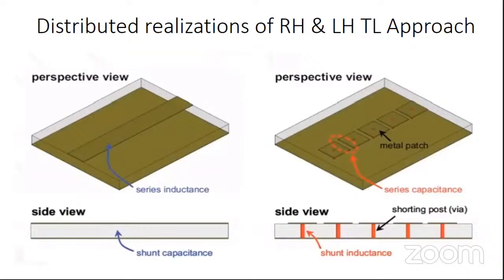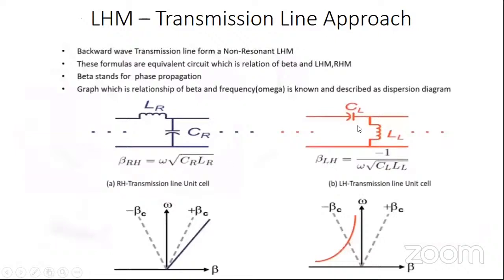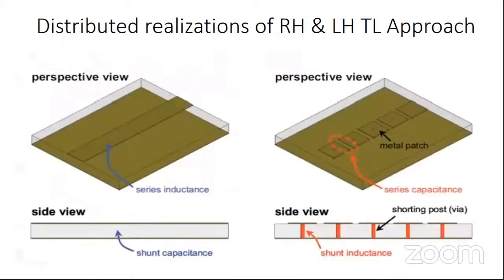But what capacitance? It's not a shunt capacitance, because we are treating the capacitance on the same line. So this is called the series capacitance, and the inductance can be realized, that too a shunt inductance. This combination of series capacitance and shunt inductance forms the LHM material. The shunt inductance can be realized by introducing vias, or shorting posts. So this is the shunt inductance, and this is the series capacitance, which forms the LHM properties.